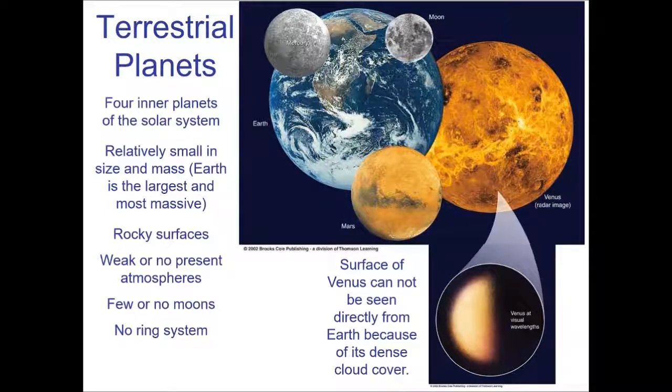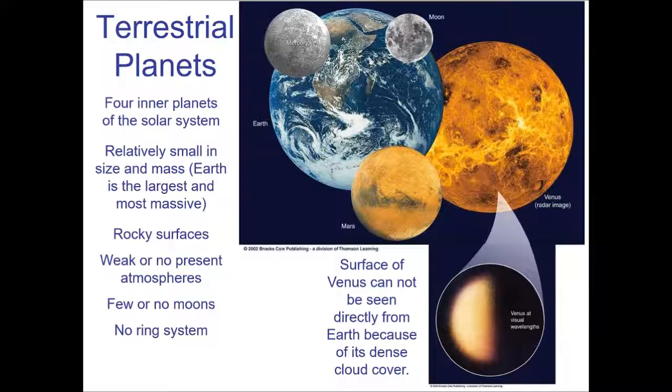They all have rocky surfaces. You can land a spacecraft on all of them. They have very weak or non-present atmospheres. Obviously, Earth has an atmosphere, but it's actually considered rather weak compared to the outer planets. Venus has a very thick atmosphere. Mars has an extremely thin atmosphere. Mercury and the Moon have basically no atmosphere at all.